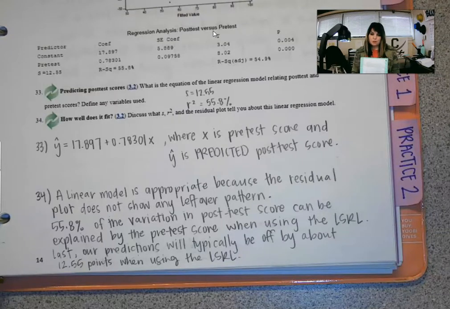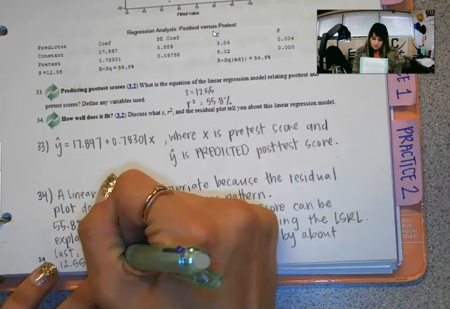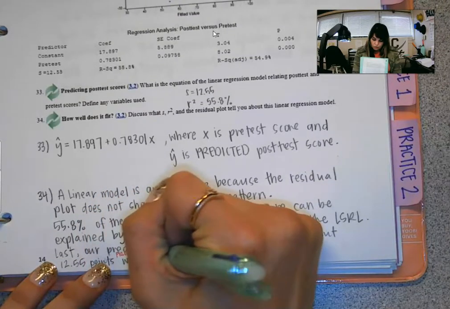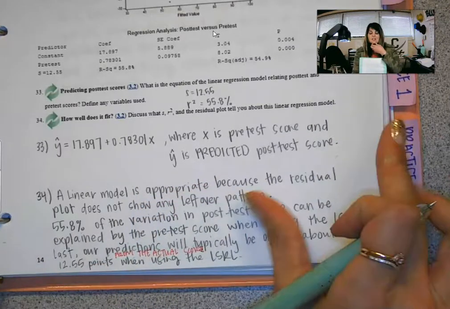55.8% of the variation in post-test score can be explained by the pre-test score when using the least squares regression line. And our predictions will typically be off by about 12.55 points when using the LSRL. So I actually should have added in there, our predictions will typically be off by about 12.55 points from the actual score when using the LSRL.